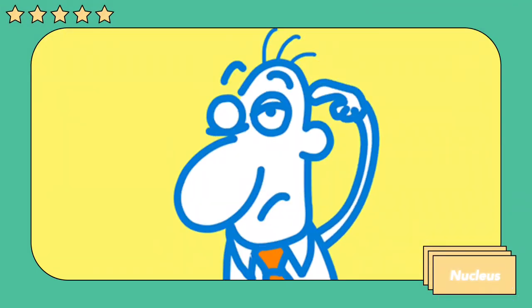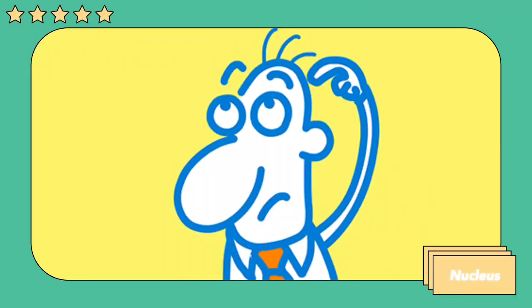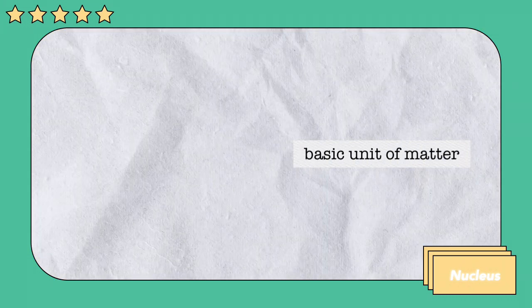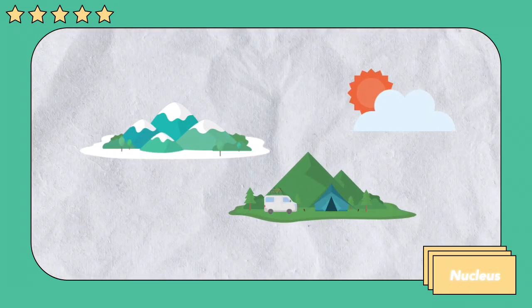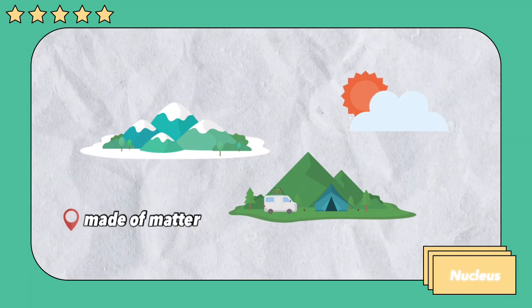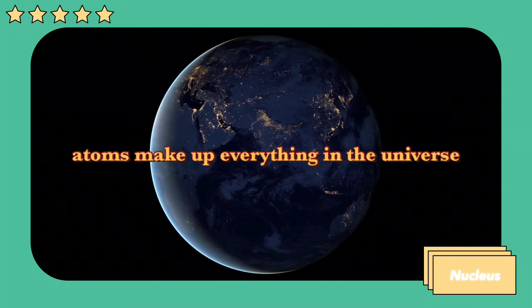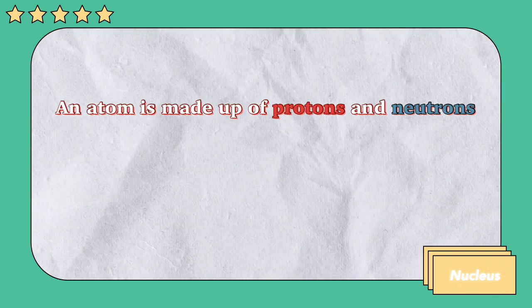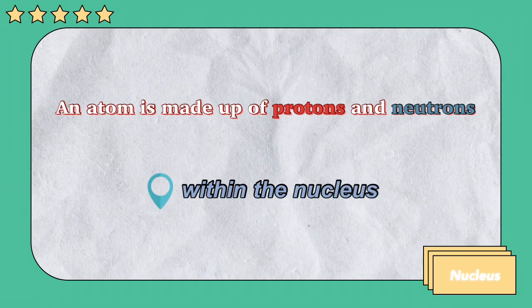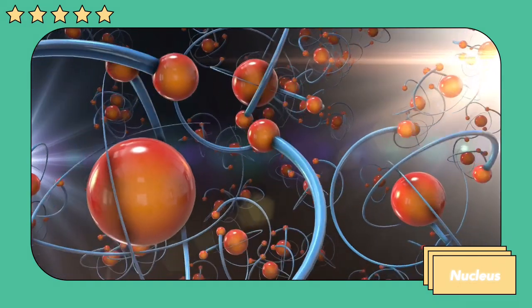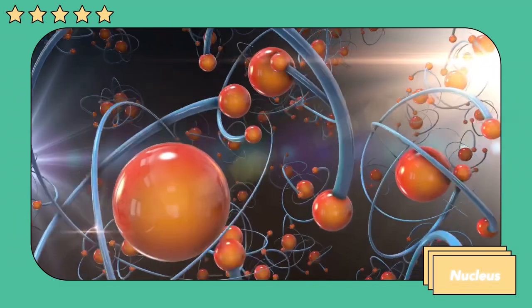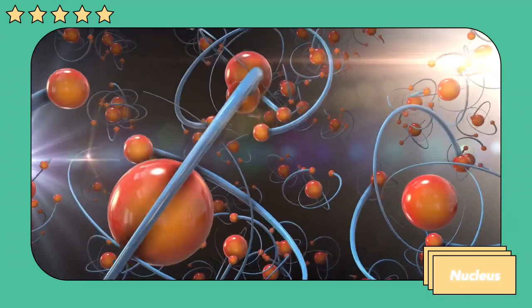Before we talk about the nucleus, let's understand what an atom is. Atoms are the basic units of matter. Everything in the universe, apart from energy, is made of matter. Therefore, atoms make up everything in the universe. An atom is made up of protons and neutrons, which are located within the nucleus, and it also has electrons in orbitals which surround the nucleus.